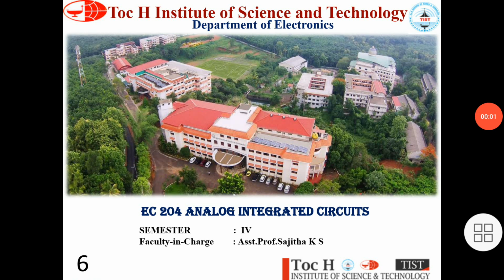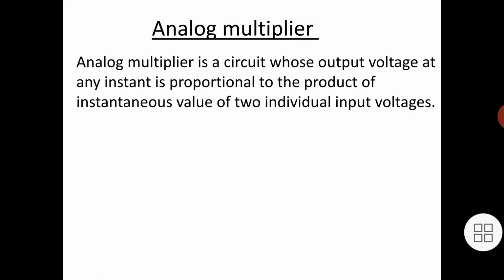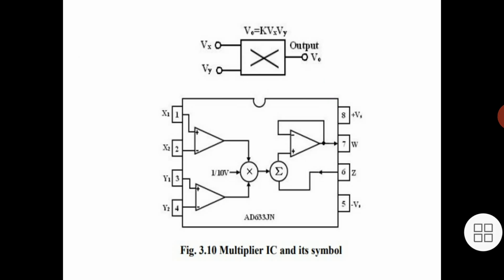Dear students, in this video lecture, we will study the analog multiplier IC AD633. We have already covered the topic of analog multipliers. What do you mean by an analog multiplier? An analog multiplier is a circuit whose output voltage at any instant is proportional to the product of the instantaneous values of two individual input voltages. So, let's begin with our topic, the analog multiplier IC AD633.